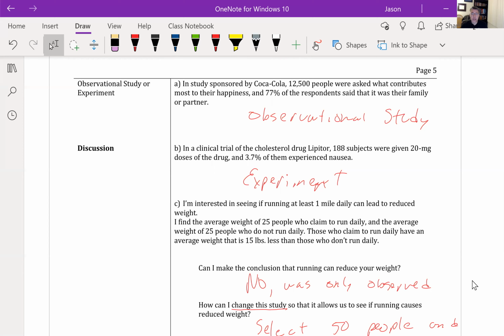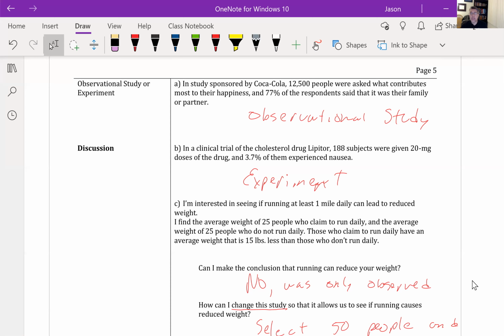Say I'm interested in seeing if running at least 1 mile a day could lead to reduced weight. I find the average weight of 25 people who claim to run daily, and the average weight of 25 people who do not run daily. Those who claim to run daily have an average weight 15 pounds less than those who don't. Can I conclude that running can reduce your weight? No, this is an observational study.